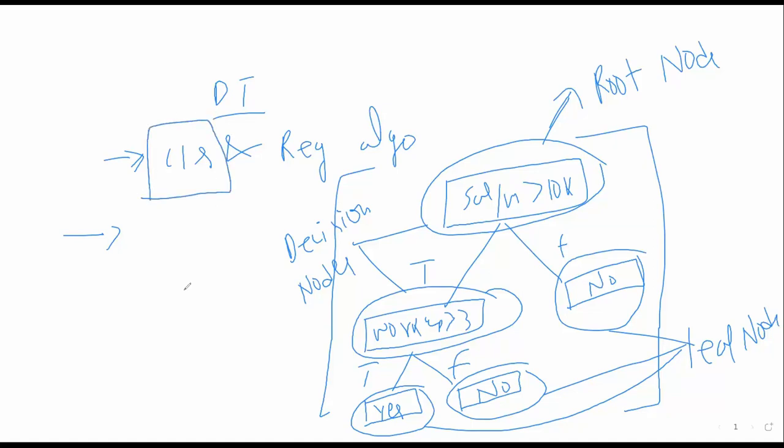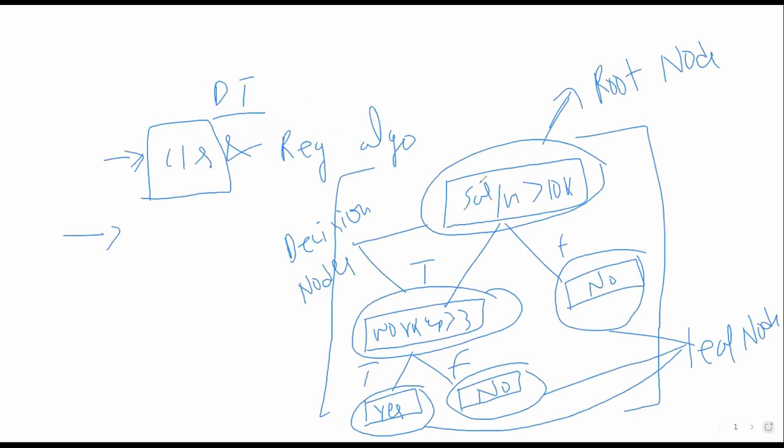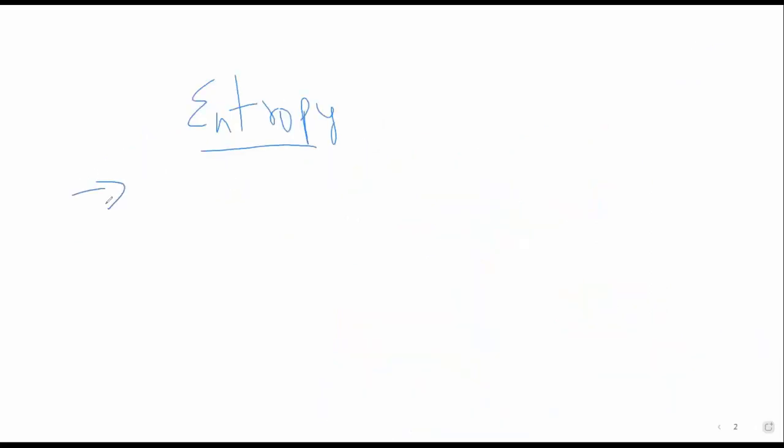Okay, next thing about the decision tree is entropy. So what is entropy here? Now the question is how to select the feature at a decision node. Here in this example, we have a feature salary and a feature work experience. So how do we decide which feature to select at a decision node? We can decide that on the basis of entropy. Entropy measures the impurity of a node, and there is a formula to find the impurity that we will discuss in a while.